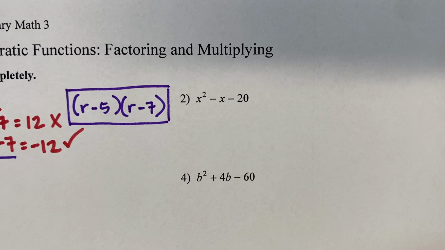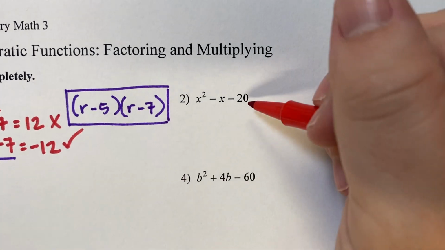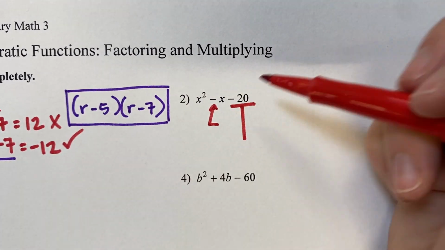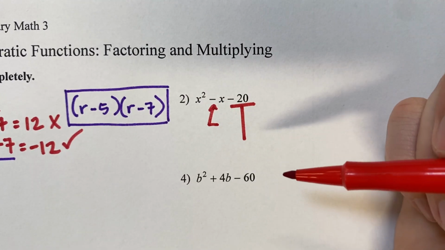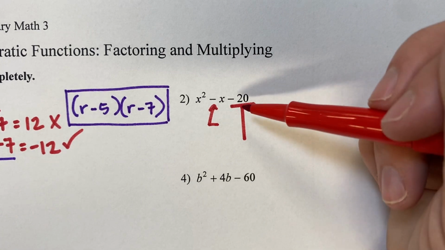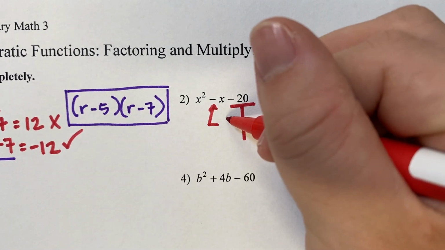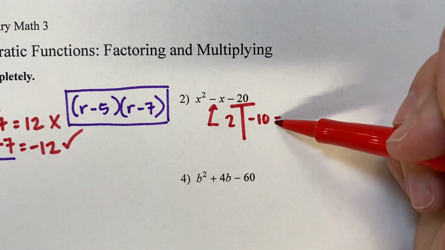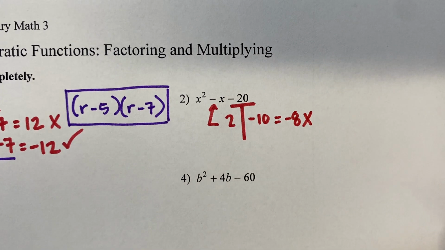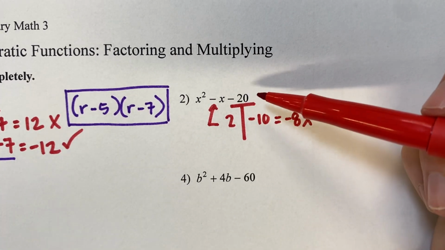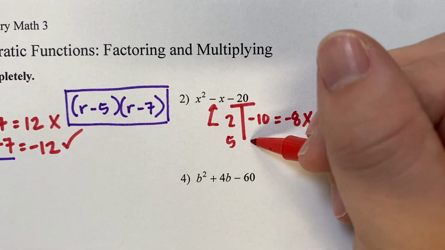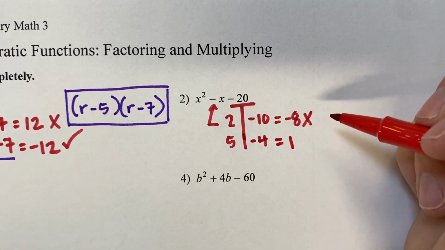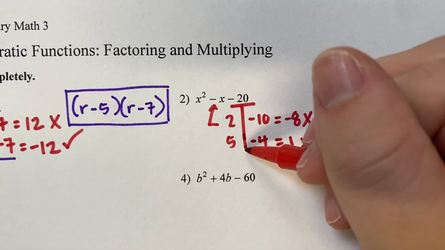Okay, so let's do the same thing for number 2. Let's play the number game. What two numbers are going to multiply to give me a negative 20 and when added together give me a negative 1? That coefficient for my middle term is negative 1. Well, for 20, I could try maybe 2 and negative 10. When added together, that's going to give me a negative 8, which is not what we're looking for. Let's try maybe 5 and negative 4. 5 times negative 4 will give me negative 20. Added together, that'll give me a positive 1. Close, but still not what we're looking for.